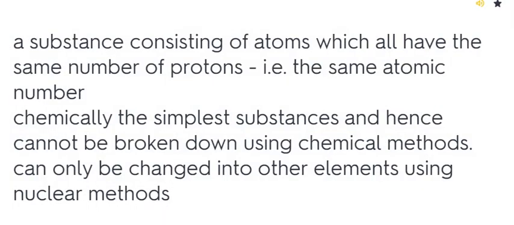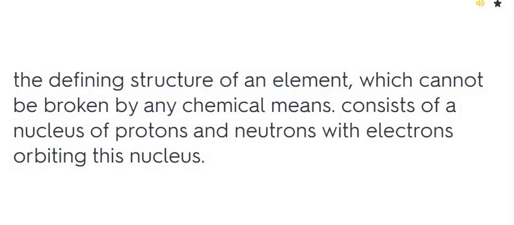Element: a substance consisting of atoms which all have the same number of protons, that is the same atomic number. Chemically the simplest substances, and hence cannot be broken down using chemical methods, can only be changed into other elements using nuclear methods. Atom: the defining structure of an element which cannot be broken by any chemical means, consists of a nucleus of protons and neutrons with electrons orbiting this nucleus.